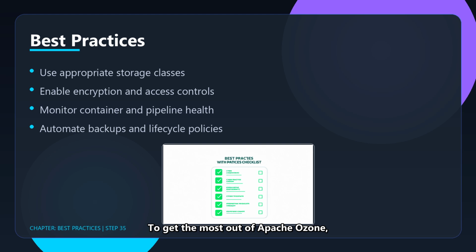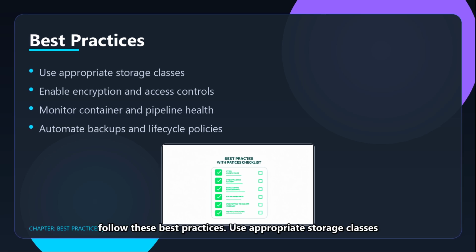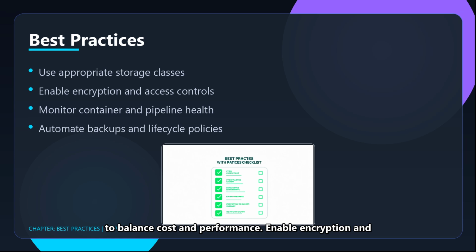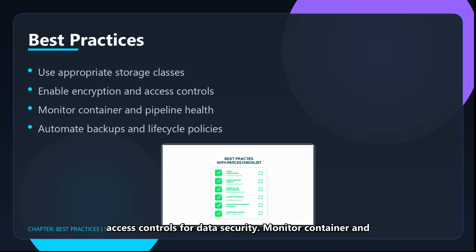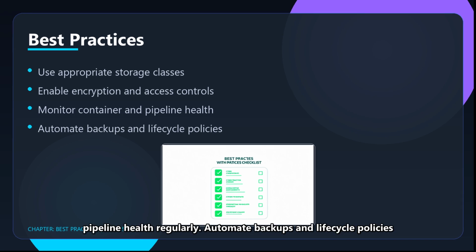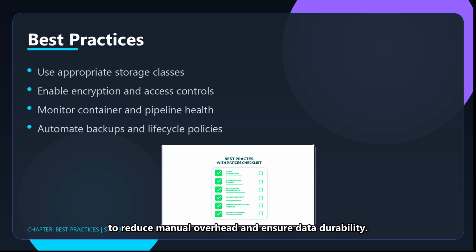To get the most out of Apache Ozone, follow these best practices. Use appropriate storage classes to balance cost and performance. Enable encryption and access controls for data security. Monitor container and pipeline health regularly. Automate backups and lifecycle policies to reduce manual overhead and ensure data durability.